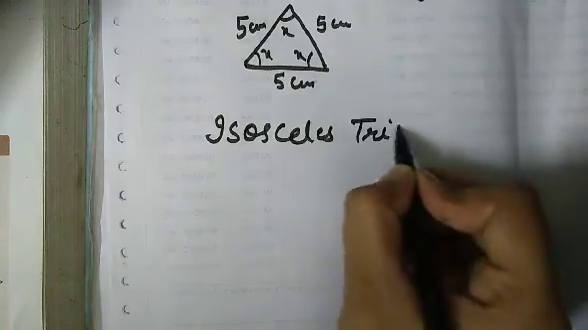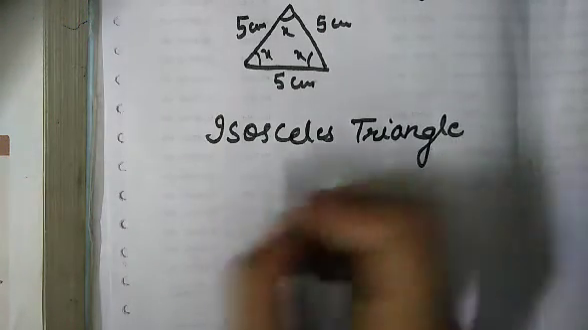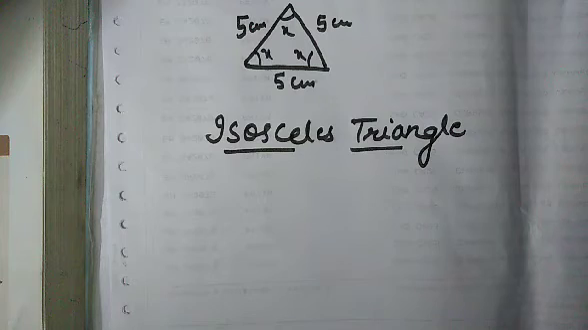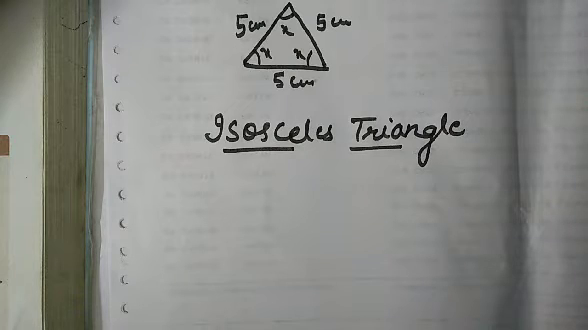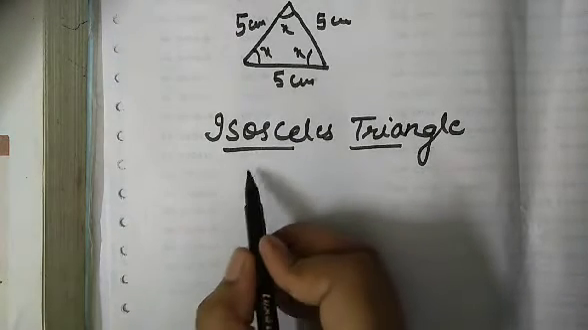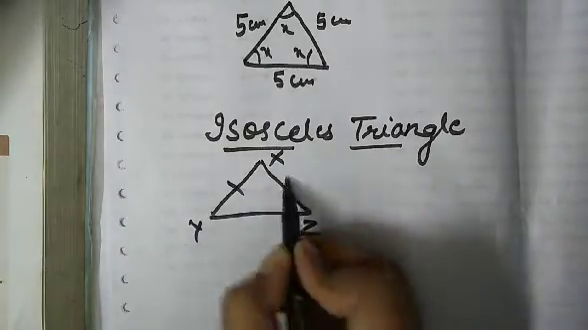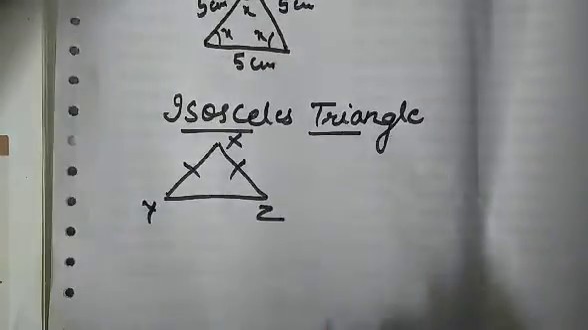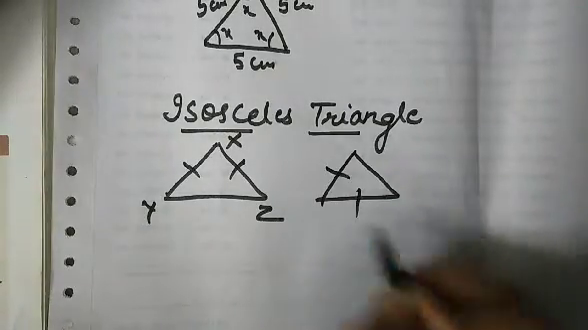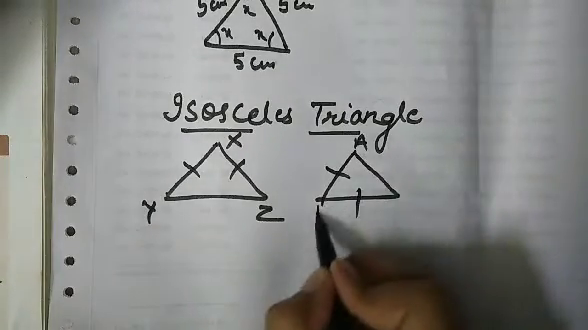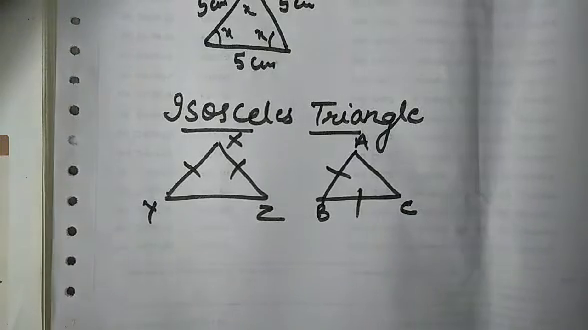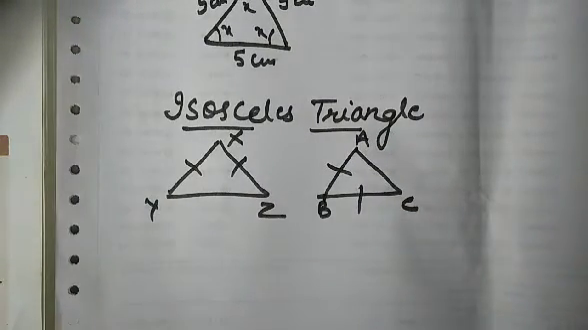So an isosceles triangle is a type of triangle in which two of the sides are of equal length. Any two sides of the triangle being equal, that type of triangle is known as an isosceles triangle. So suppose XYZ is a triangle. If I am taking these two sides as equal, then I can say this is an isosceles triangle. If I am taking this as ABC and these two sides are equal, this is also an isosceles triangle. It means any two sides of that triangle being equal makes it an isosceles triangle.